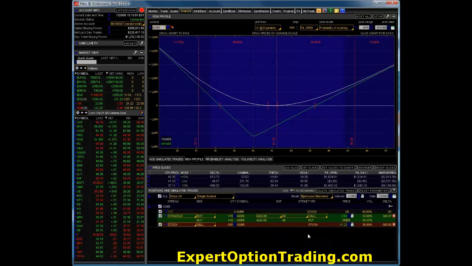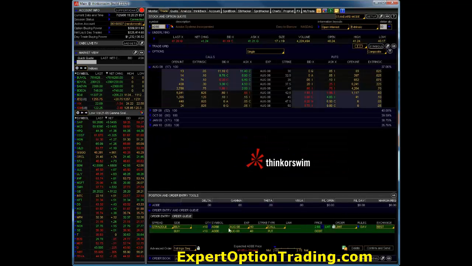tab for a second. I've got this set up already. We're going to buy 10 of the straddles of Adobe August 40s. That seems to be the closest to the money at 41.21. We have to purchase 300 shares of stock in order to get delta neutral here, and that's fine by me. We're just going to go ahead and enter the order for 300 shares to sell 300 shares of stock after we get filled on our straddle here.